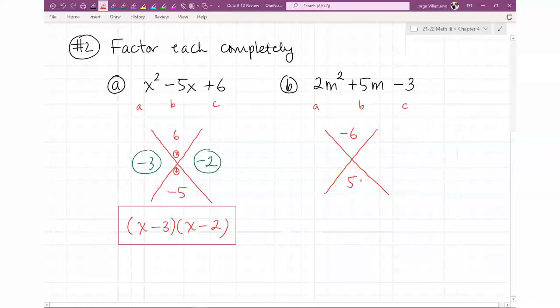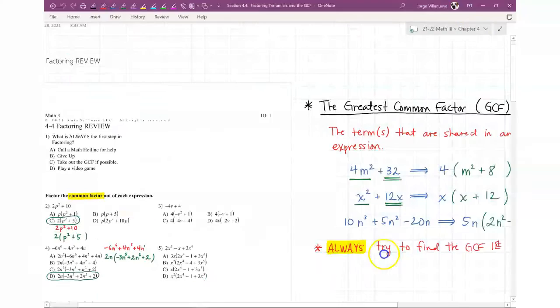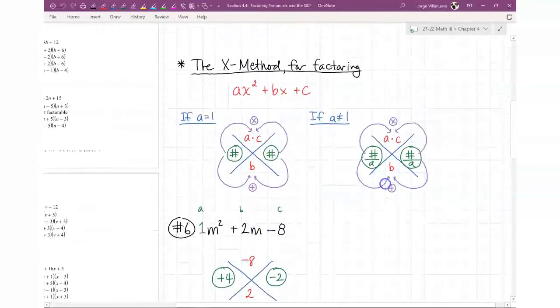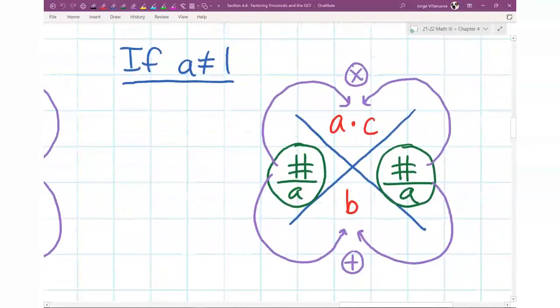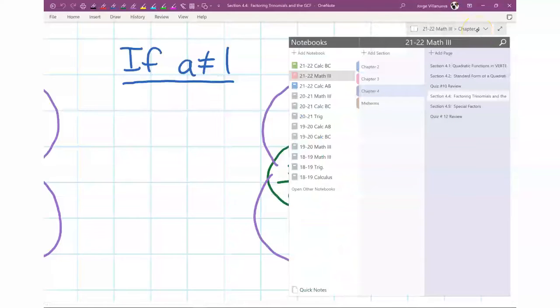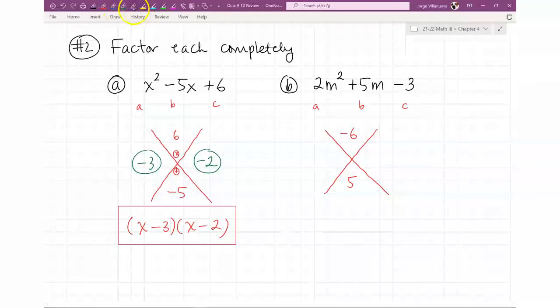Remember, I gave you guys the notes for this. It just looks a little weird, but in section 4.4, I guess this would be for not 1. I know it looks really weird, but you can see the top is A times C, the bottom is B, right? That's in section 4.4. You guys can always go back and look. So that's how you get the negative 6 and the 5. Now, can someone give me two numbers that multiply to negative 6 that add to 5?